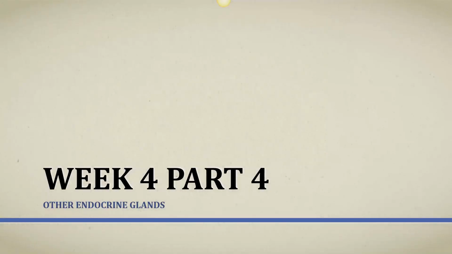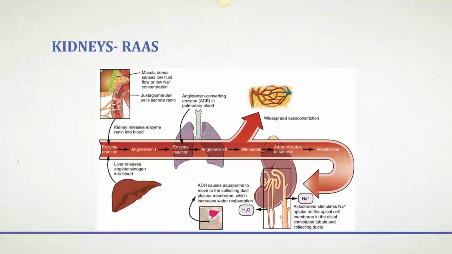Okay, so this last section is just going to finish up the endocrine glands that we're going to talk about in this class. So here you see the kidneys as an endocrine gland. The kidneys have to do with the RAS system, the renin-angiotensin-aldosterone system.